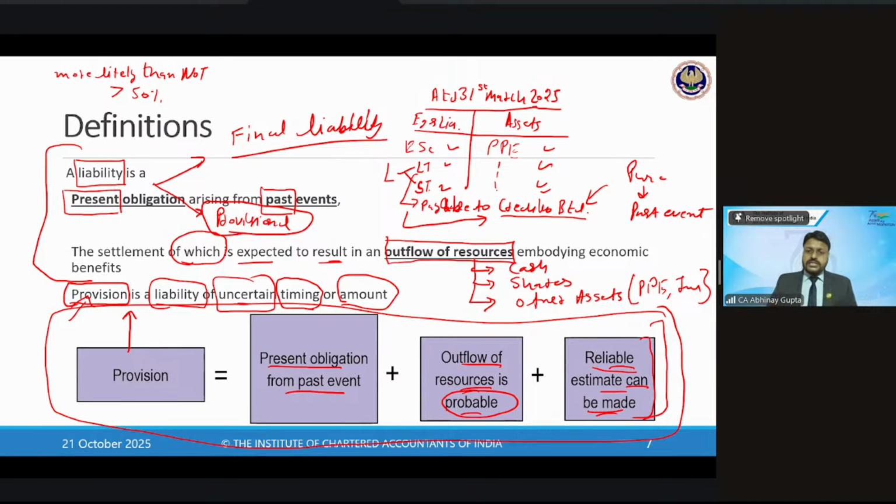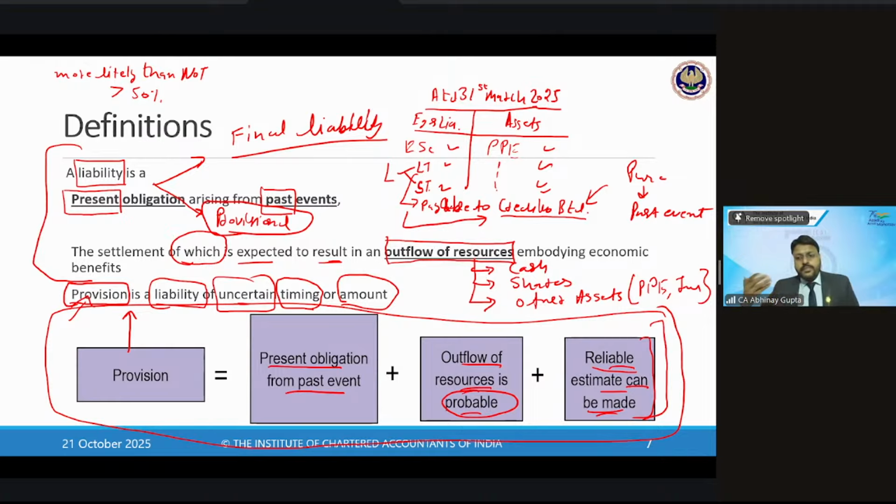Because in general, in this world, at least some reliable estimate can be made for anything, or rather everything, right? Whatever exists in this world. So if the management is claiming that we are not able to estimate and hence we are not required to record the provision, then there is a failure on the part of the management.